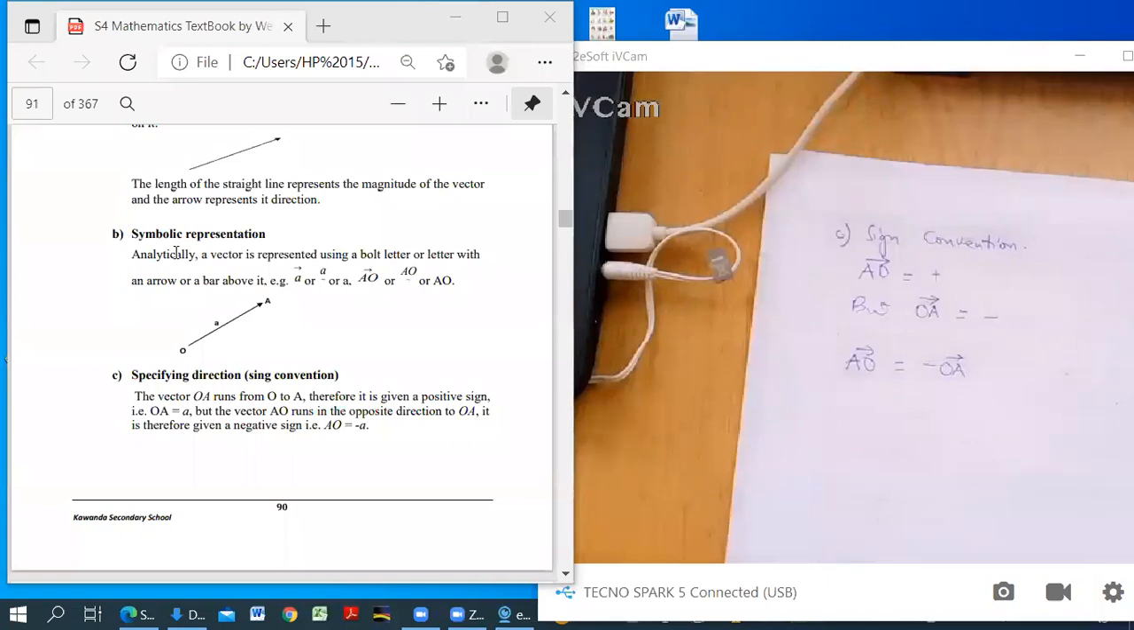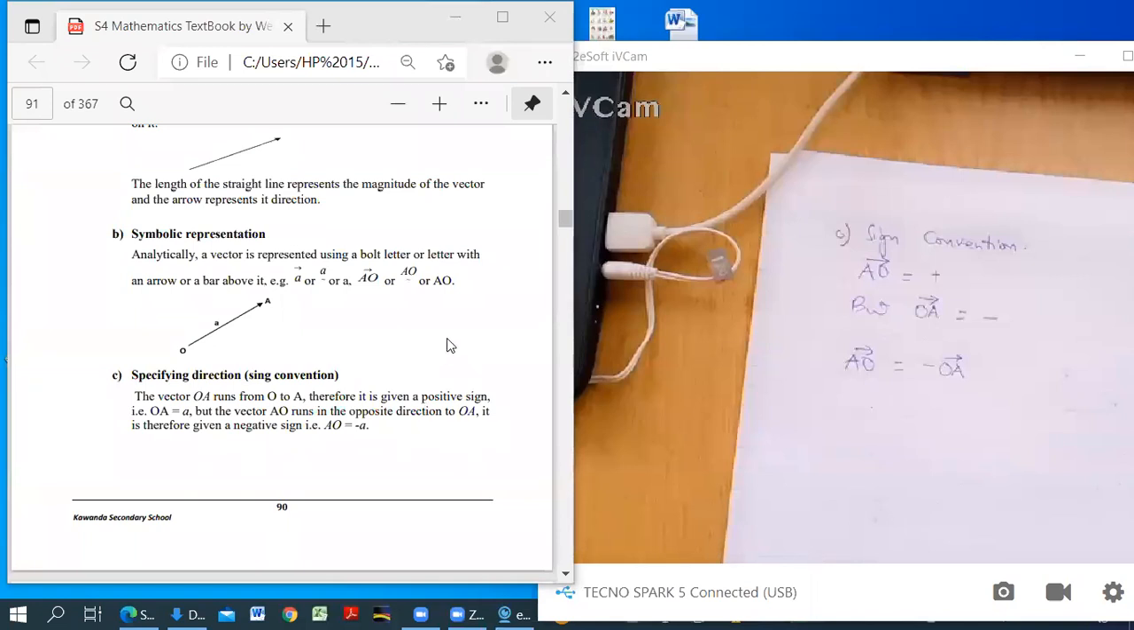Yes. So we are saying the vector OA runs from point O to A. Therefore, it is given a positive sign. I believe you are able to see it from the notes. But the vector AO runs in the opposite direction to OA. So it becomes a negative.